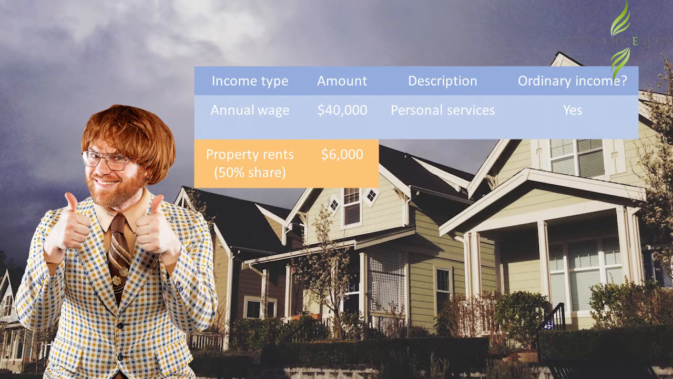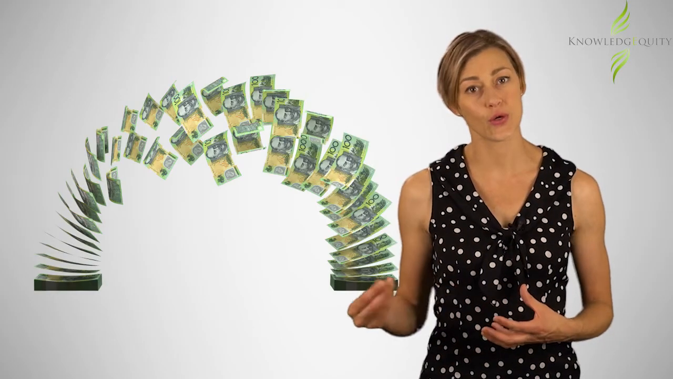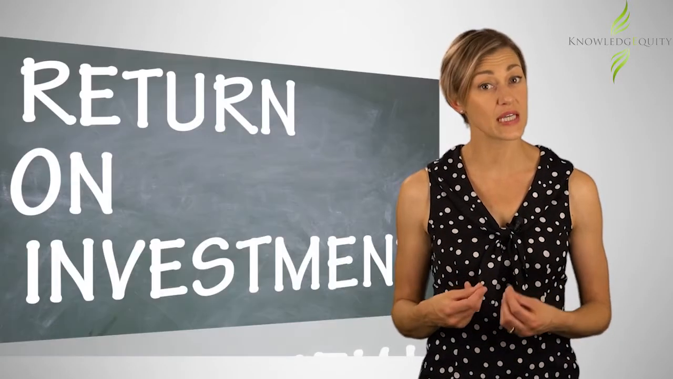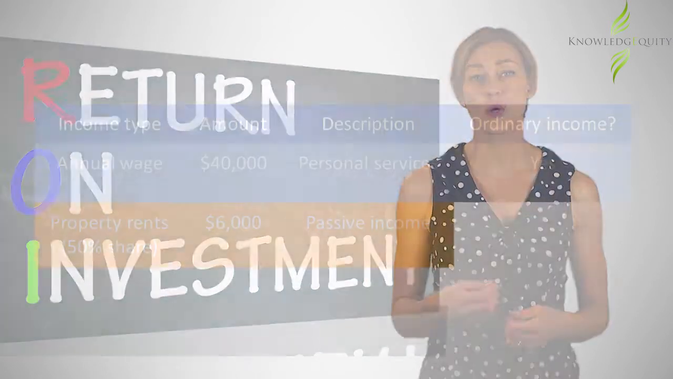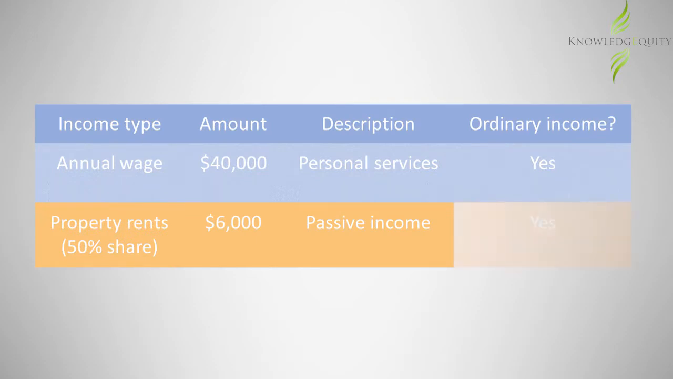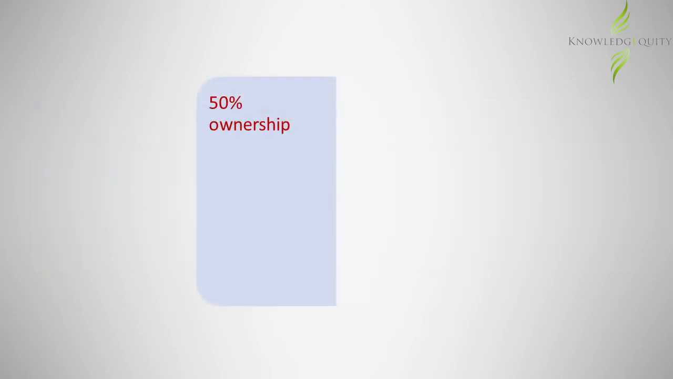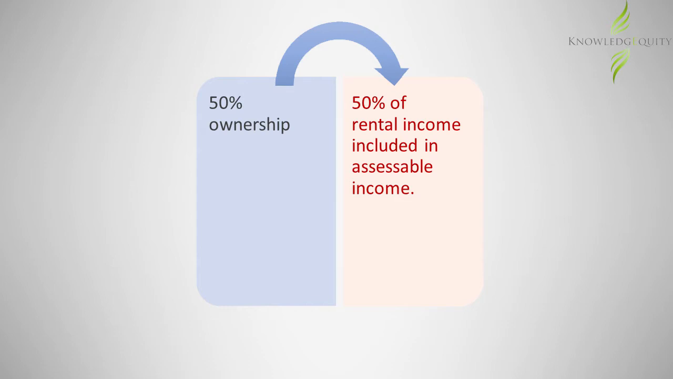Secondly, the rental income is income from property. This is passive income, where someone else is paying for the use of the property owned by the taxpayer. Ordinary income often has a flow concept, and the periodic rental receipts represent the return on your investment. Therefore, the gross $12,000 rent receipts are ordinary income. However, in this scenario, as Barry only owns a 50% share in the property, only 50% of the income generated by the property will be included in his assessable income.